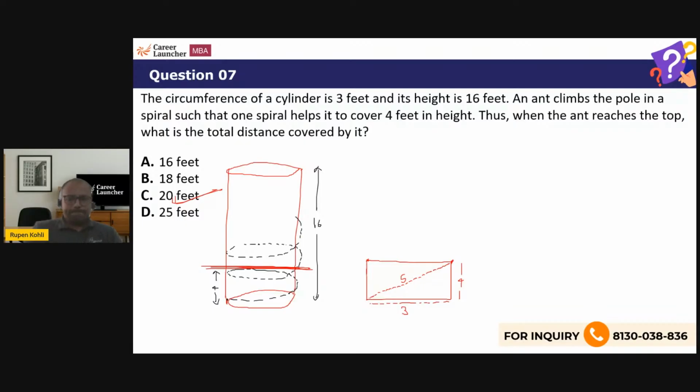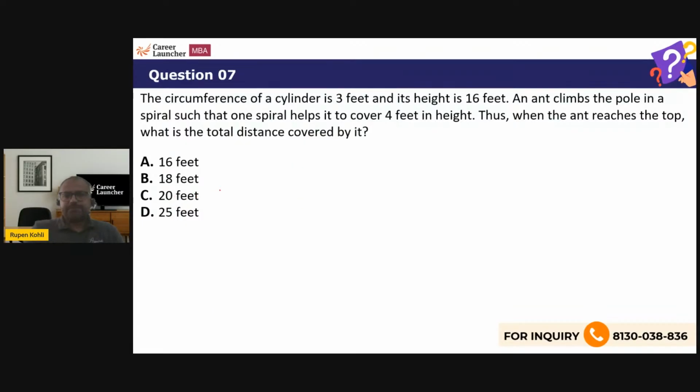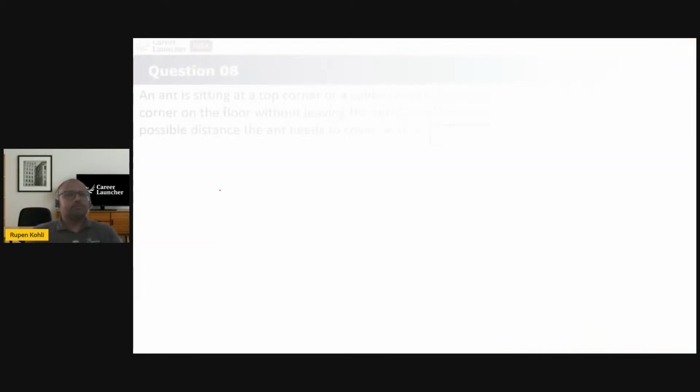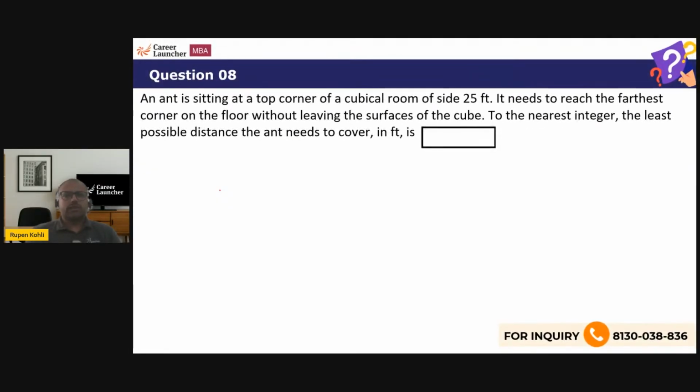Okay, let's see more. Let's see the next one. Oh, the ant has come again. Let's see, something interesting again. Let's see. An ant is sitting at a top corner of a cubicle room of side 25 feet.